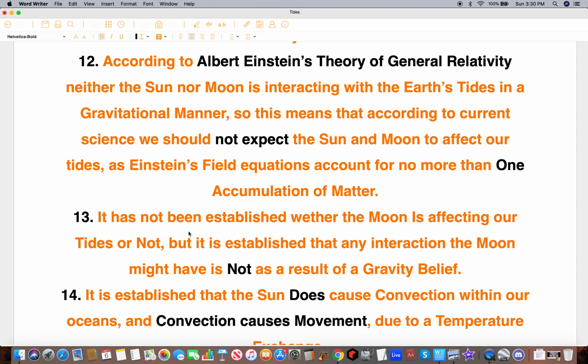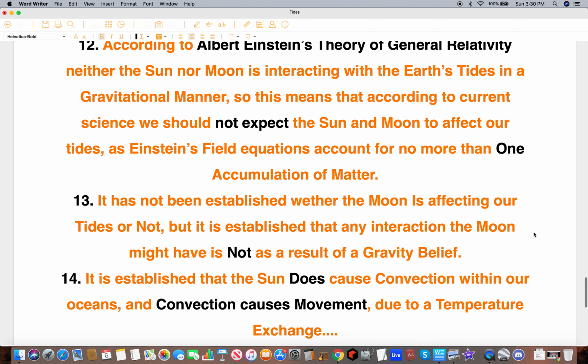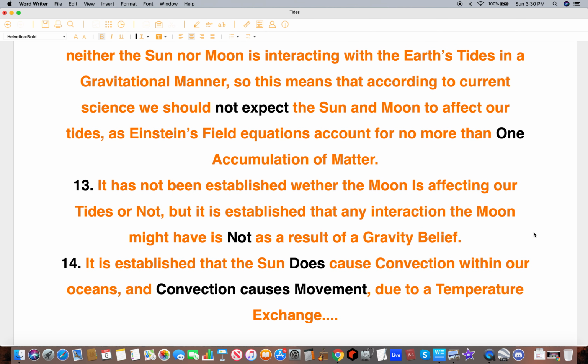Okay, 13. It has not been established whether the moon is affecting our tides or not, but it is established that any interaction the moon might have is not as a result of a gravity belief. So the whole idea that the moon is affecting our tides is a load of rubbish. That's not happening, not because of gravity. It might be happening for a different reason, but nothing to do with gravity. It might be an electric reason or some other magnetic field reason. Who knows? But it's not gravity.